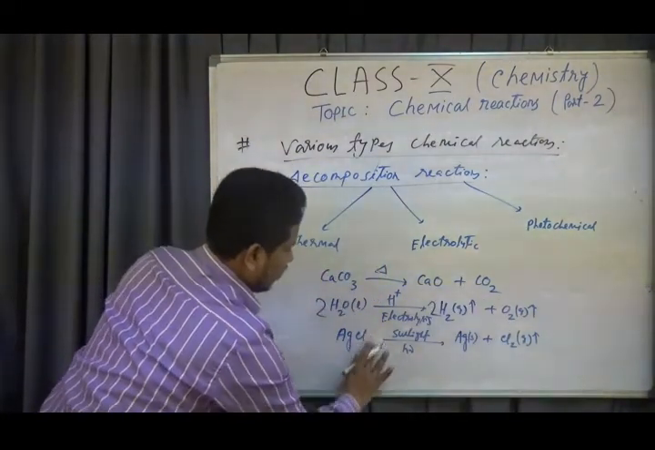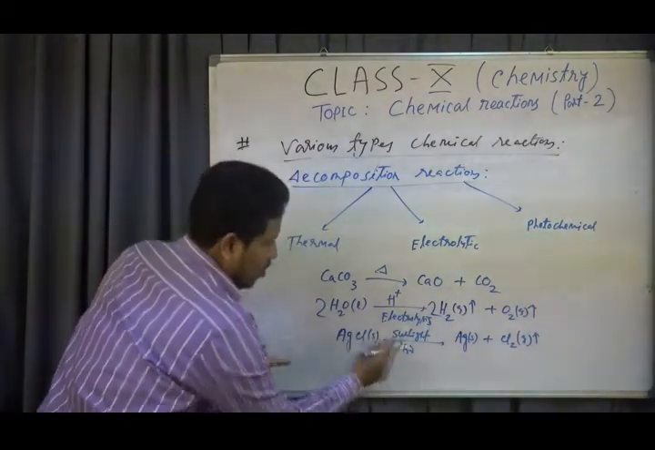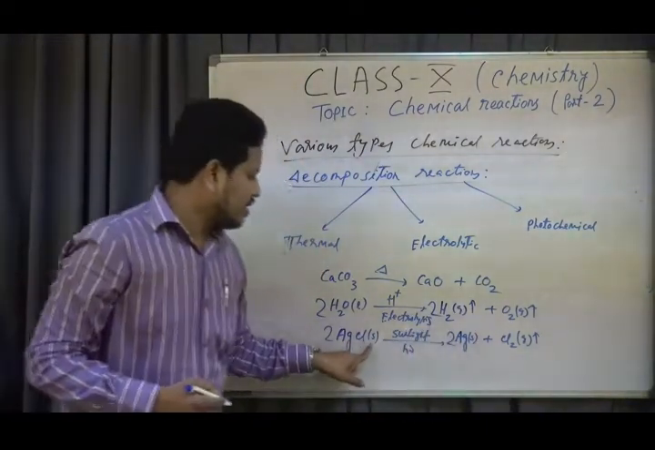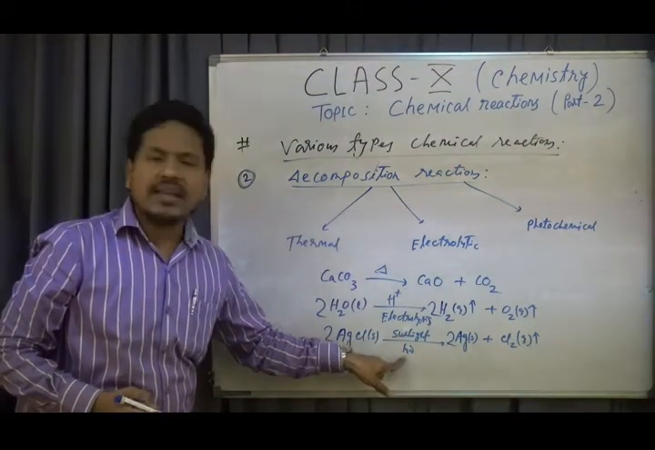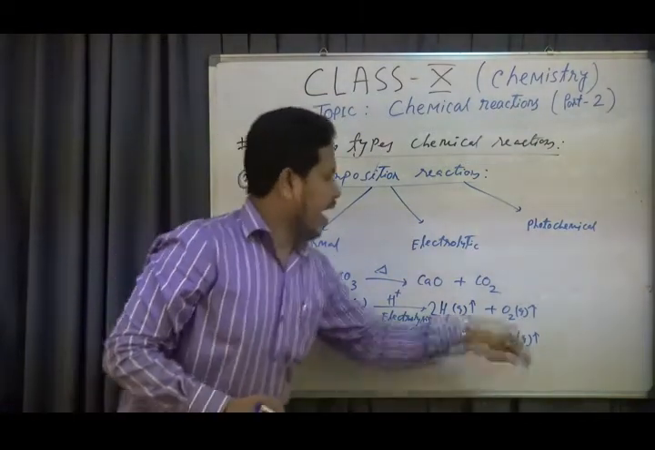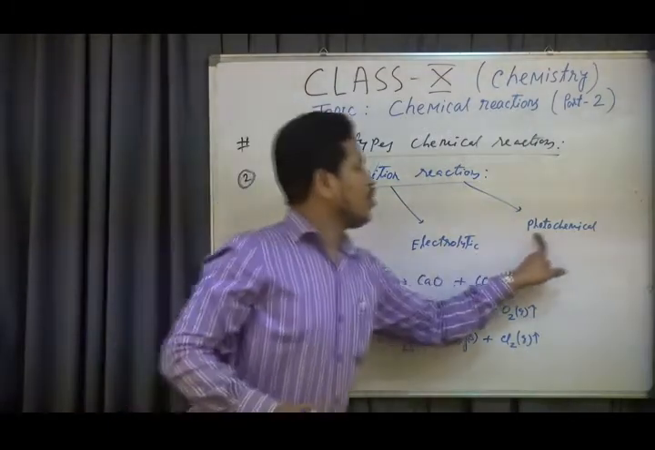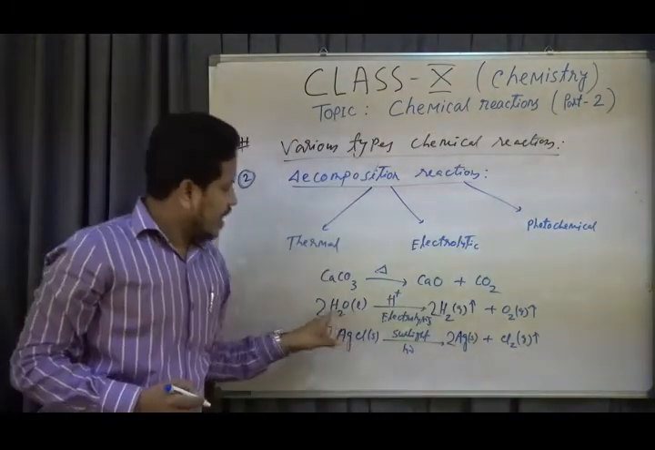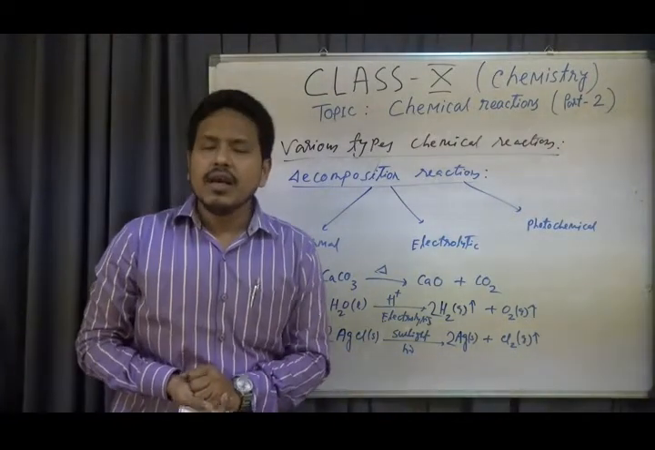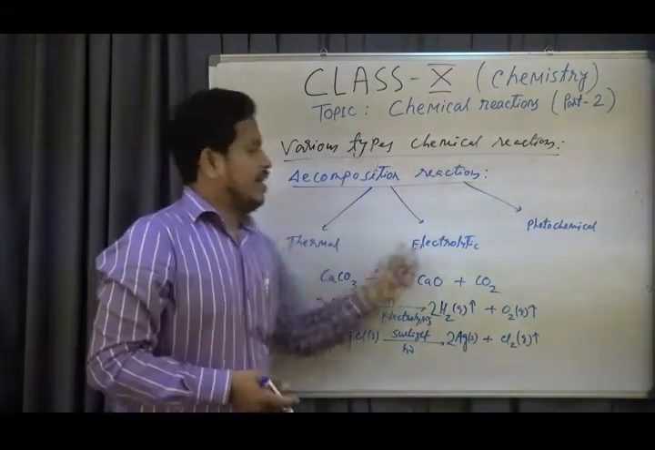Silver chloride solid. In presence of sunlight, balancing, what to do? 2 chlorine, so putting coefficient 2. 2 silver, 2 silver. So silver chloride solid state, in presence of sunlight, photon particle is available in sunlight, then decomposes to give silver metal, chlorine gas. So decomposition occurs in presence of sunlight. So this is the example of photochemical decomposition reaction. And this is the example of electrolytic decomposition reaction. And this is the thermal decomposition reaction. My dear students, I hope you understand about decomposition reactions and various types.